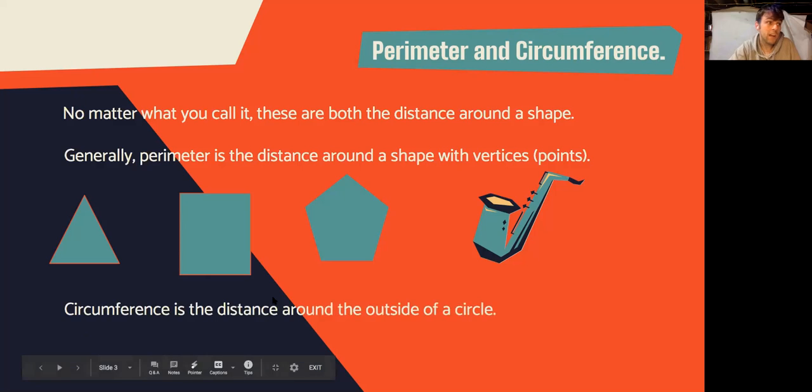Whereas when we talk about circumference, that is the distance around the outside specifically of a circle. So if we want to know the distance around the outside of a circle, that is the circumference of the circle. But really, they kind of mean the same thing.